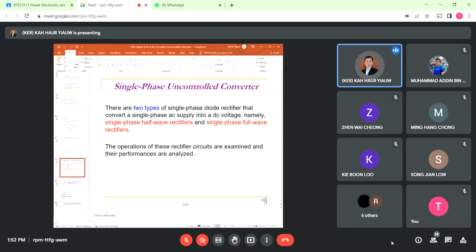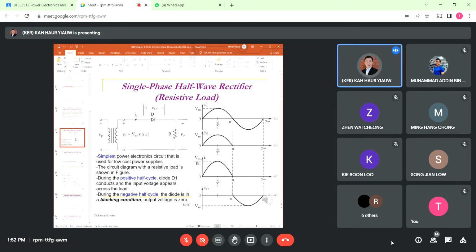All right, in this single phase uncontrolled converter, basically we can divide this uncontrolled rectifier into two types. One is called a half-wave rectifier, the other one is called a full-wave rectifier. Let us take a look at the half-wave rectifier first. The half-wave rectifier is very easy. You just need one diode to connect between the supply and the load. To make it simple, let us start with the resistive load.